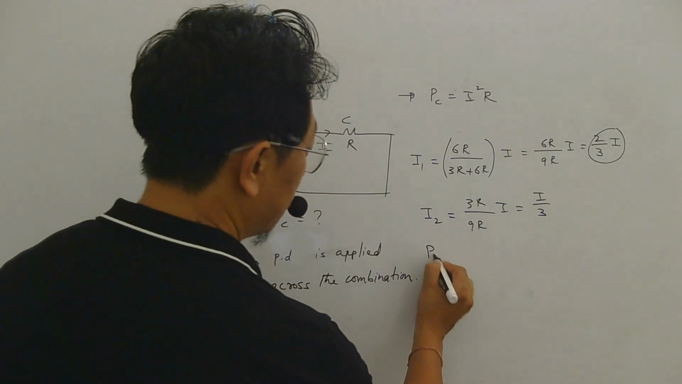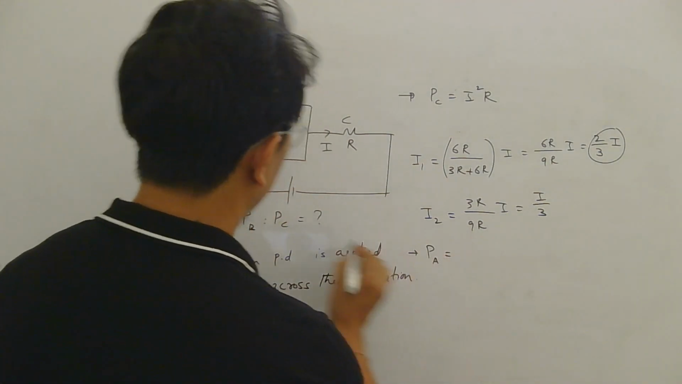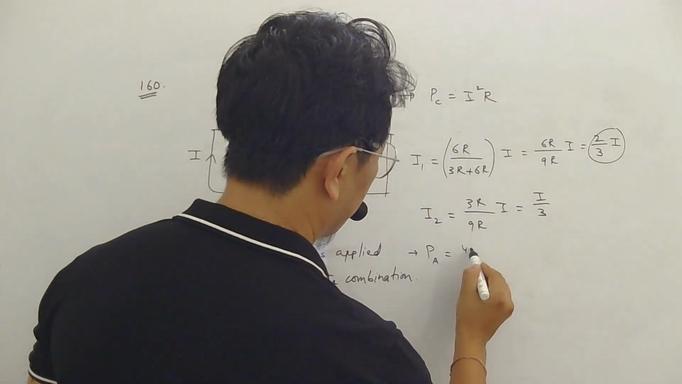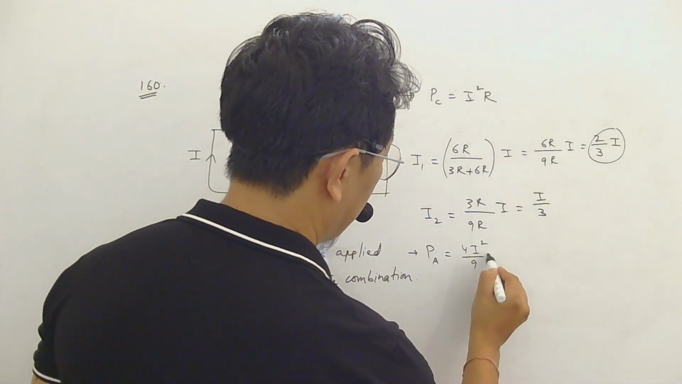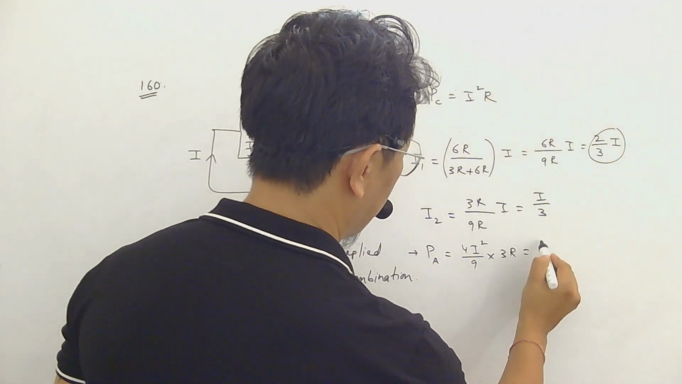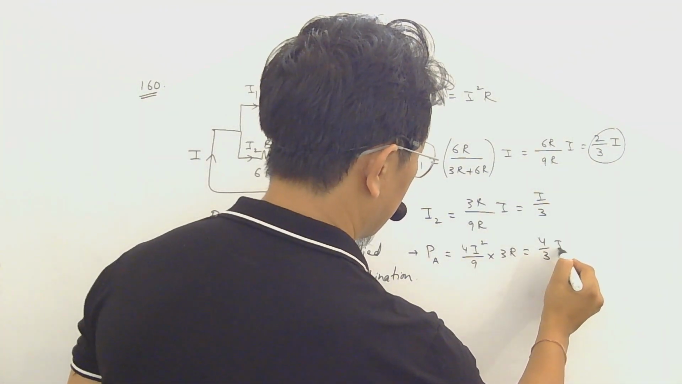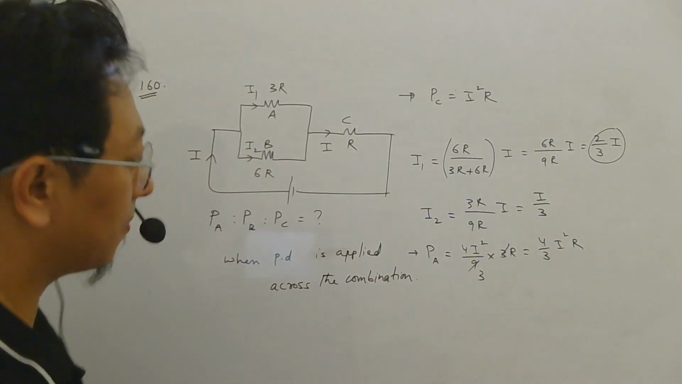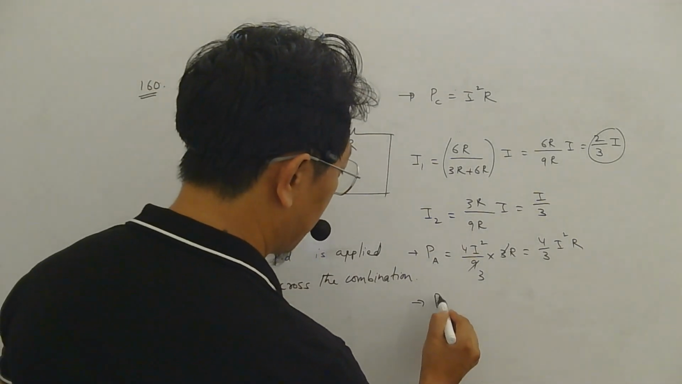So what is power consumed by A now? Current here, I1 square, 4 I square by 9 into resistance of this 3R, that will be 4 by 3 I square R. 3 3s are 9, isn't it? What about power consumed by B?